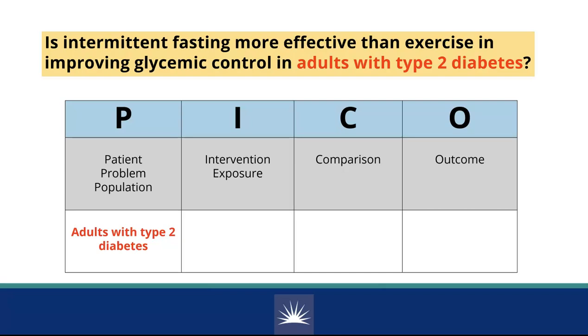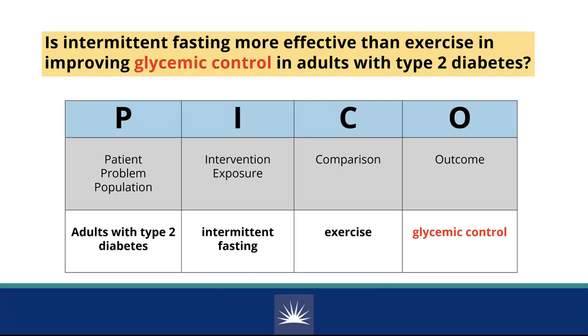For our I, we're looking at what intervention is being tested. In our example, intermittent fasting is the intervention. For our C, we're looking for what intermittent fasting is being compared with, and here the answer is exercise. Finally, what outcome are we looking at? How will we measure whether the intervention worked or not? The outcome is improved glycemic control.